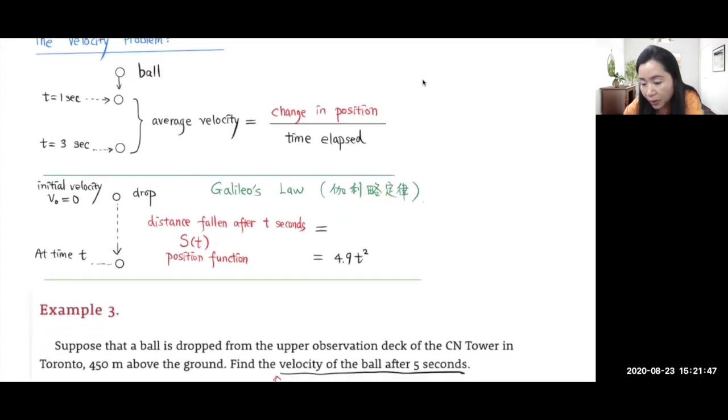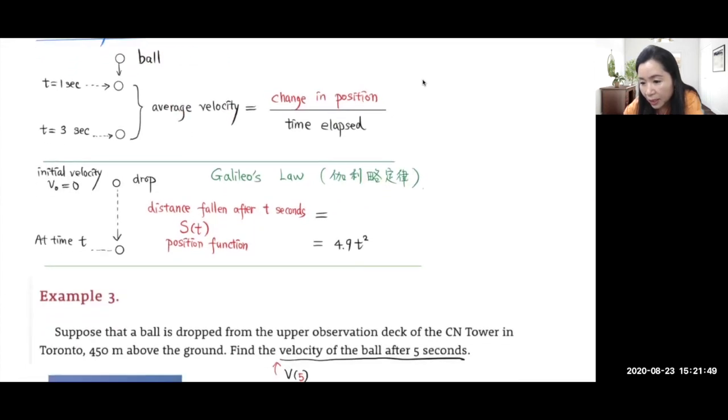Now, Galileo's law says that if you drop a ball starting from initial velocity equal to 0, then at time t, the distance that the ball traveled after t seconds, from here to here, is called the position. And this position is going to change as the time t changes. So it's a function of the time, and we call this a position function for the ball.